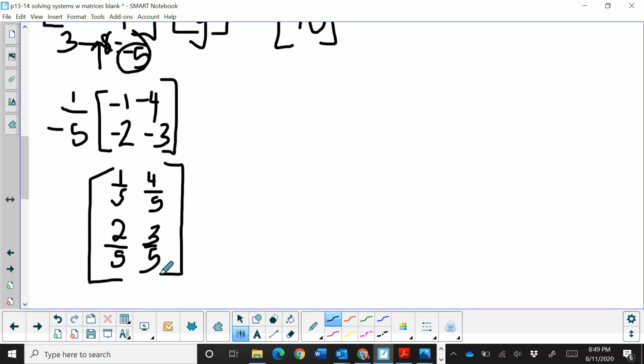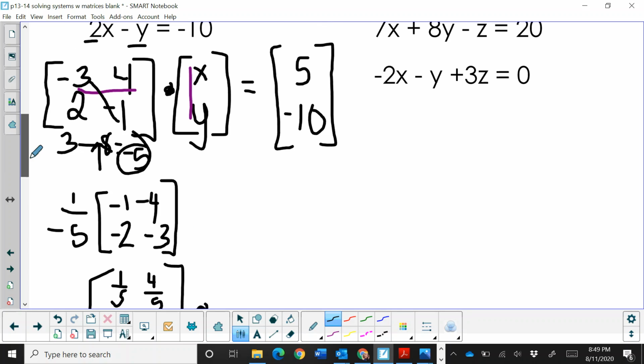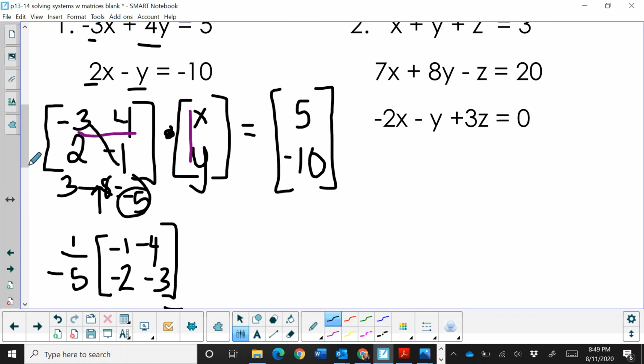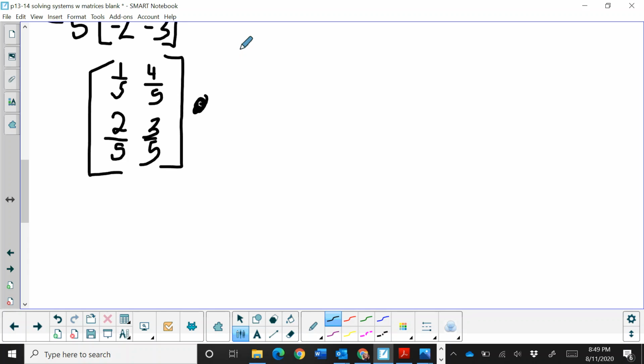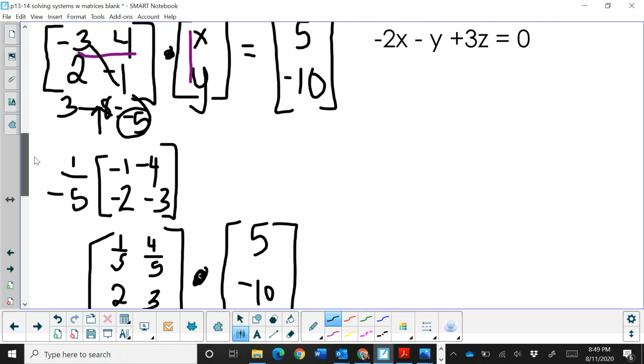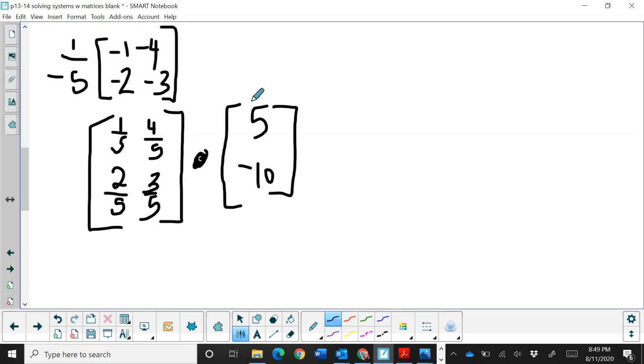We're going to take that inverse and we're going to multiply it times the solutions, which in this case is 5, -10. I believe that's right. Let's double check. There we go. So you can take this row times the column. When you do that, you're going to get the answer for x and y.